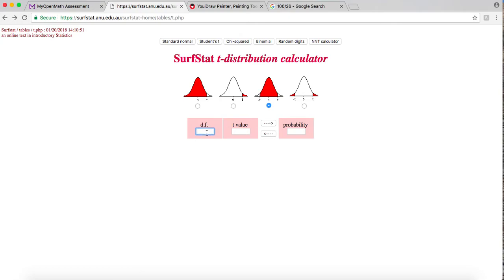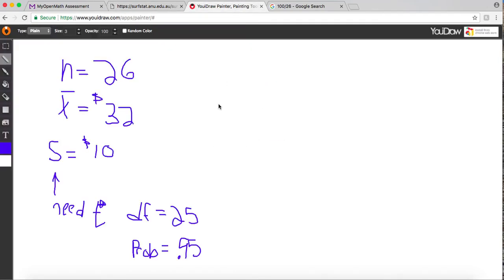So our degrees of freedom are 25, and our probability is 0.95, and the t-value is what we're looking for, so we're going to make our arrow go this way. So we click on it, and we see our t-value is 2.06. So our t star is 2.06, and now we want to find the margin of error.